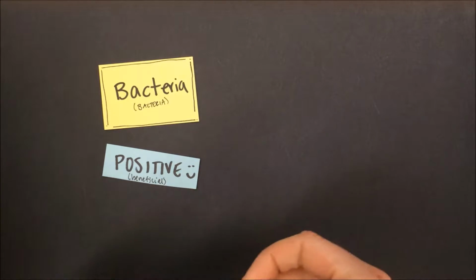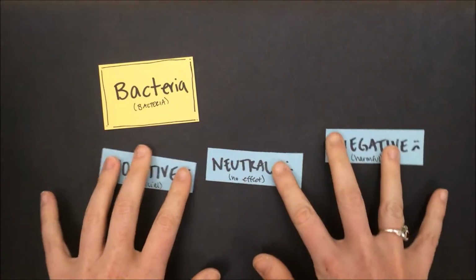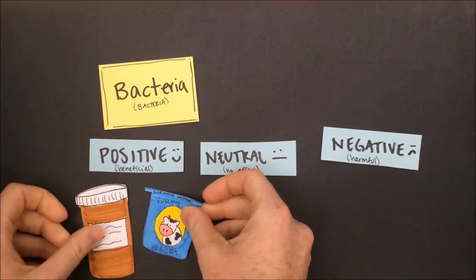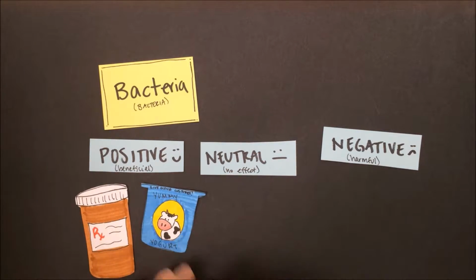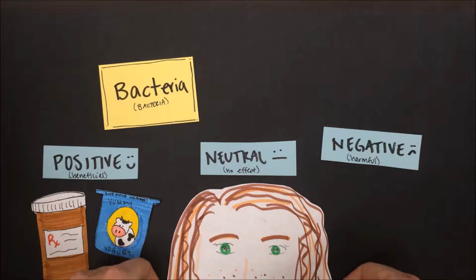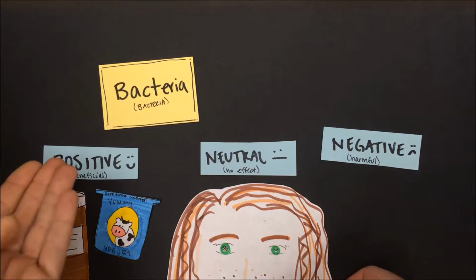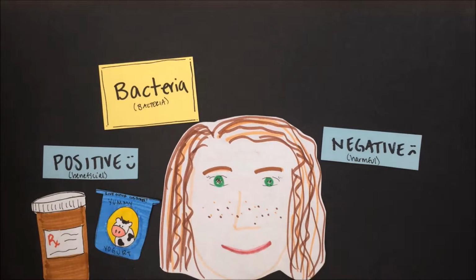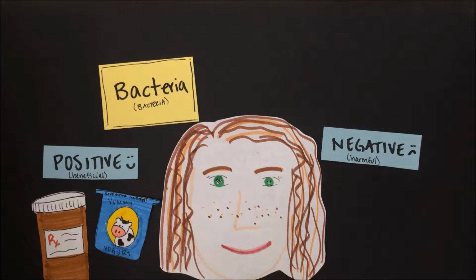Bacteria can have positive, negative, and neutral relationships with humans. On the positive side, bacteria can be used to create medicines and foods, such as yogurt. On the neutral side, we have many bacteria that live in and on our bodies that don't bother us very much. In fact, many of them help us with our immune system, making them another positive relationship. But bacteria can turn on us and make us sick at times.